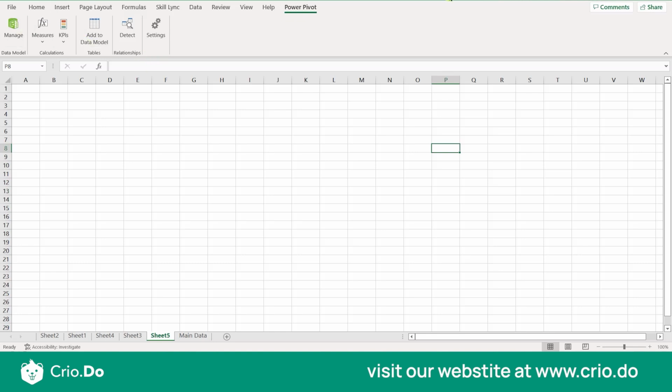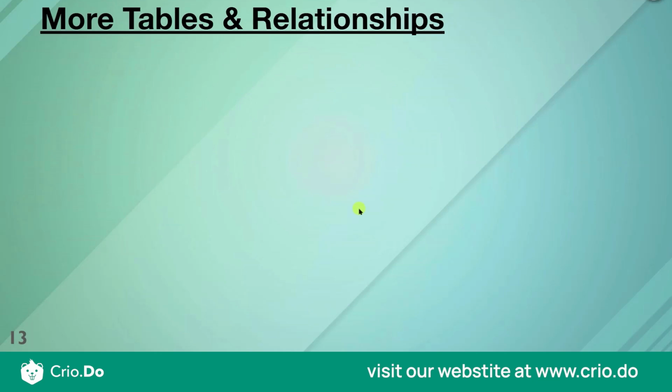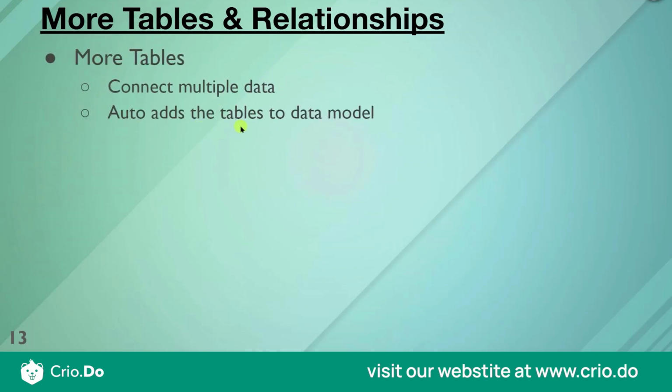So first, let's practice on that. Till now, we have understood why Power Pivot is useful for us and how we can use this add-in in our system. Once we have this add-in, we have options for Manage, Measures, KPIs, Add to Data Model, Detect, and Settings. With the Power Pivot option, we can work on more tables and form relationships among those tables. We can connect multiple data, and it adds the tables to the data model. This we will learn through a hands-on session. So, relationship: what are we talking about when we say relationship?